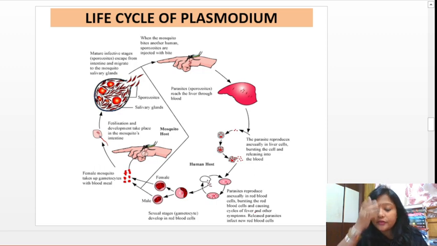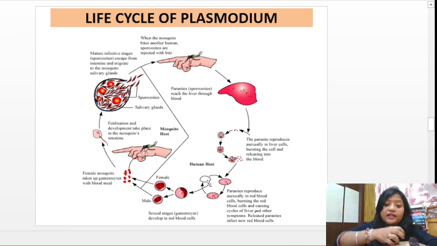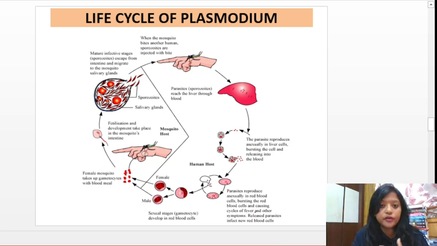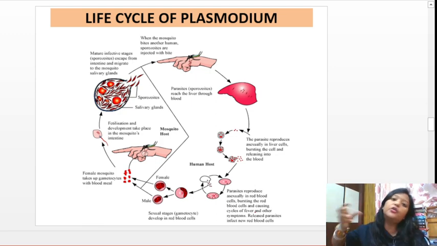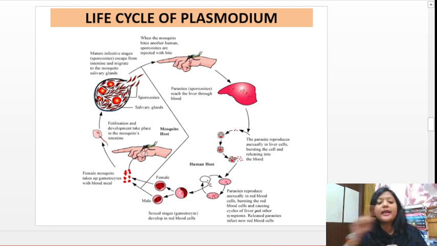So basically, when the cells are being busted, some gametocytes are formed. Again, when an insect bites, it will take up those gametocytes along with the blood that it sucks from human beings. Inside that mosquito's intestine, fertilization will occur, and that will lead to formation of more sporozoites. Again, when this insect sits on a human being's hand or wherever, it will release those sporozoites inside that human being. So this cycle keeps on going.